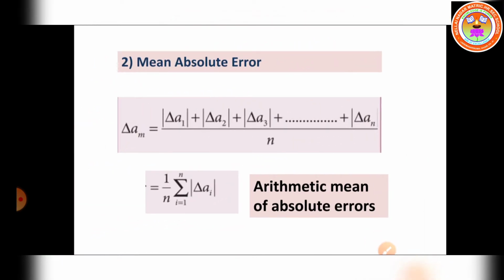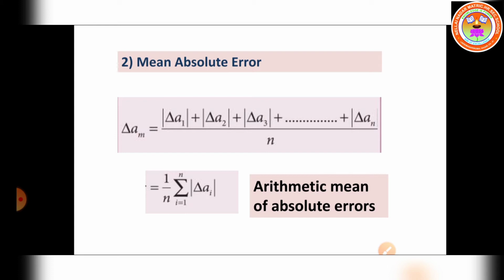And second, mean absolute error. The arithmetic mean of absolute errors in all the measurements is called mean absolute error. So already we know how to calculate the absolute error. Taking the average value of the absolute errors in all the measurements is called the mean absolute error.